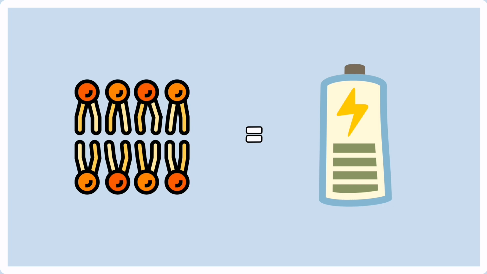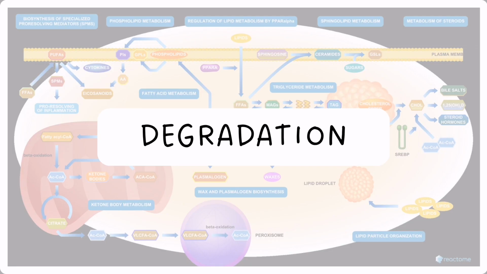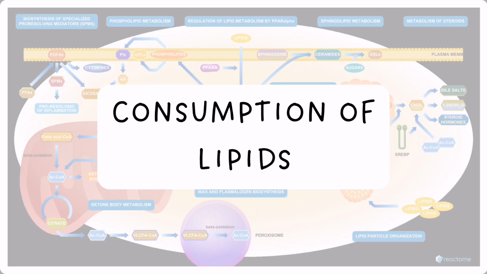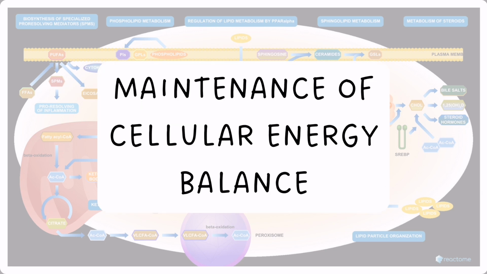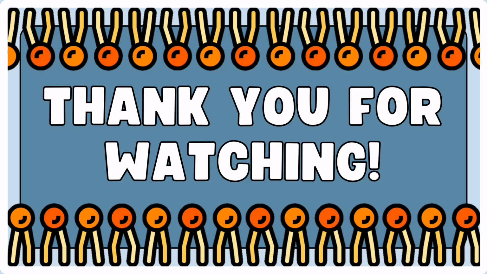In conclusion, B vitamins play an important role in lipid metabolism by acting as cofactors for enzymes involved in critical metabolic events. They aid in the synthesis, degradation, and consumption of lipids, as well as the maintenance of cellular energy balance and the support of different physiological activities.